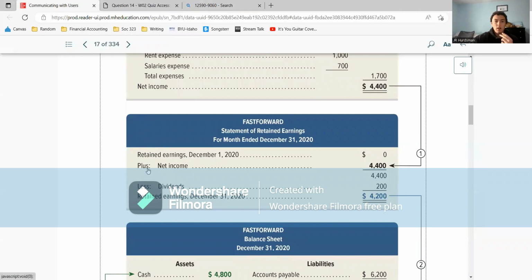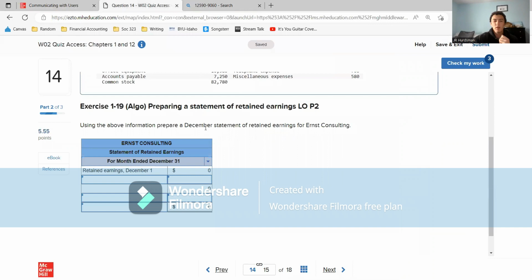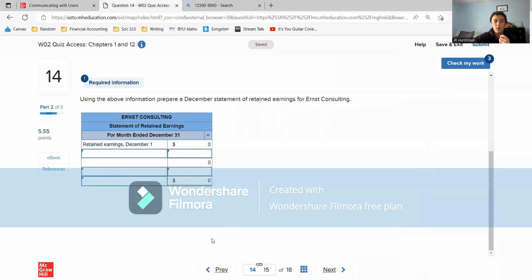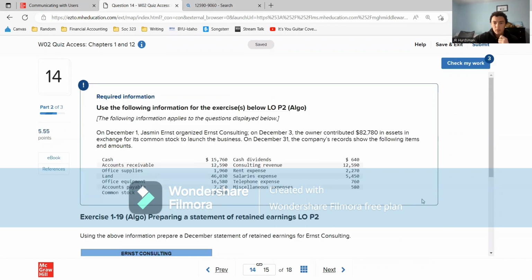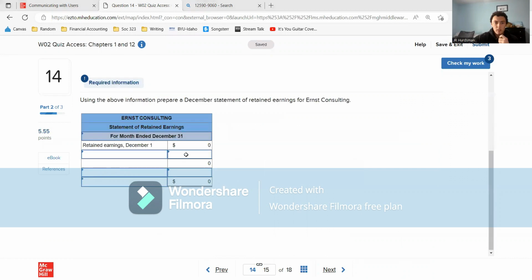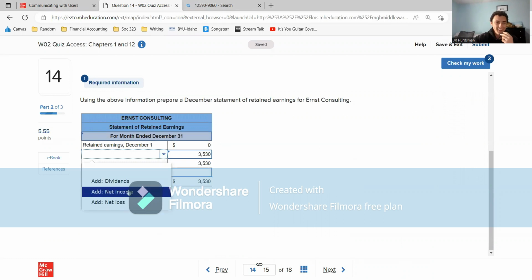And then we need a plus and a less. So net income, if you remember, the net income was on this previous one right here at the bottom. So it was 3530. So we'll go back. 3530. Sorry, I just want to write that down before I forgot it.